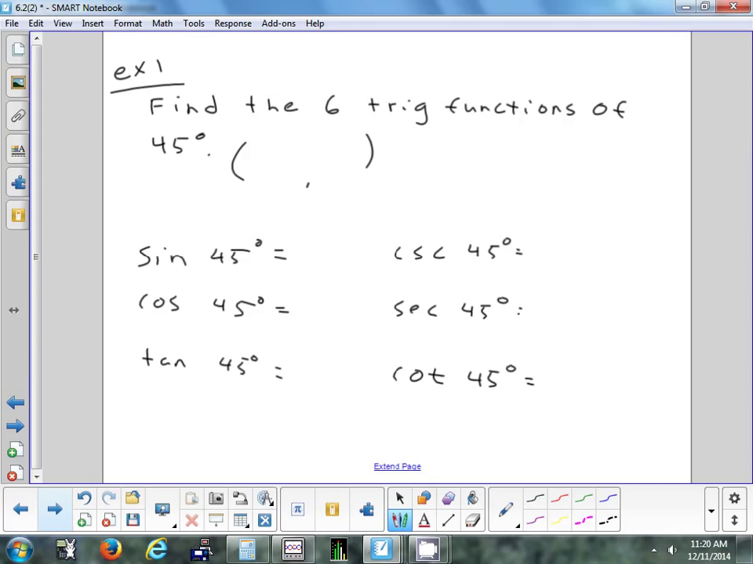Okay. So first thing I want you to do is find the 6 trig functions of 45. Okay. Step 1 is determine your coordinate. Okay. What's our coordinate for 45 degrees? James? Square root of 2 over 2. Square root of 2 over 2. Yep, that's something really you should memorize.